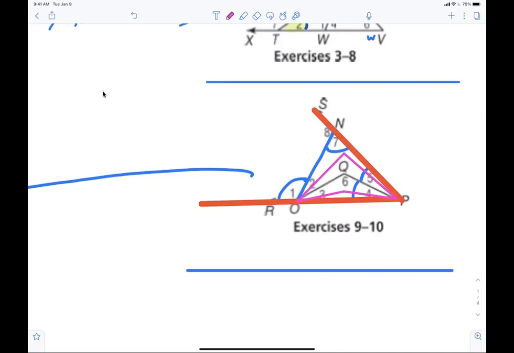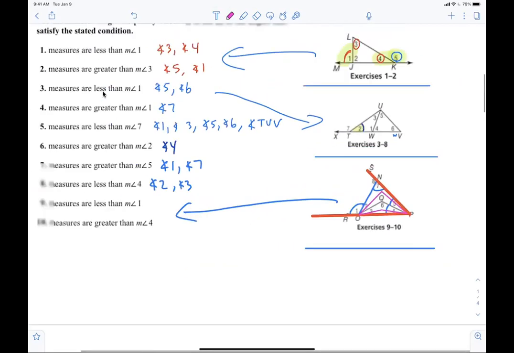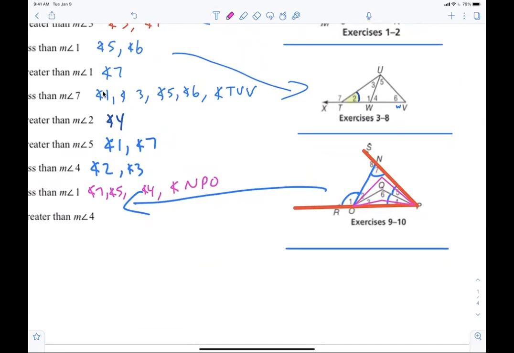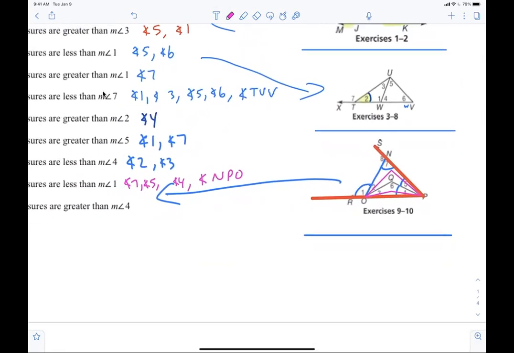So again, I think the trick question there is, like I said, I think that was very good. We said angle 7, angle 5, angle 4, and then angle what? NPO. All right. Yes. The measures that are greater than the measure of angle 4 would be angle 1 and angle 8.